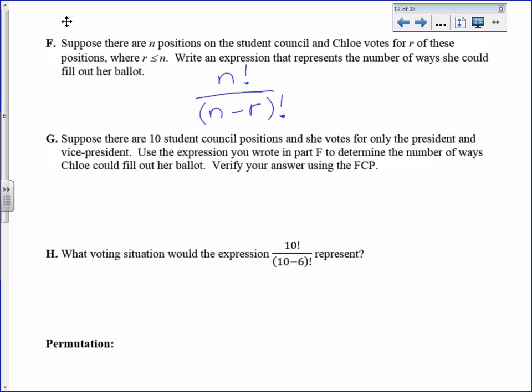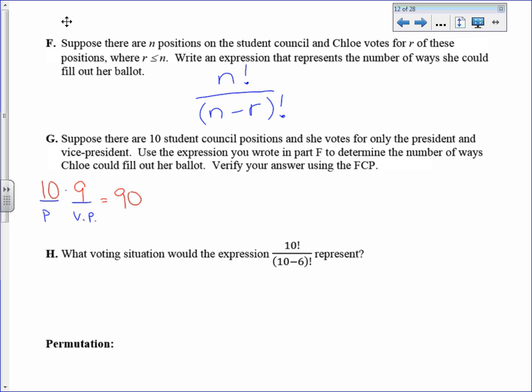So suppose there are 10 student council positions, and she votes for only the president and vice president. We're going to use this expression, but I want to use the other ones first. If there's 10 people on the ballot, and she's only going to vote for a president and a vice president, there's 10 choices for president and 9 choices for vice president, which gives me a total of 90. So I can verify using the fundamental counting principle.